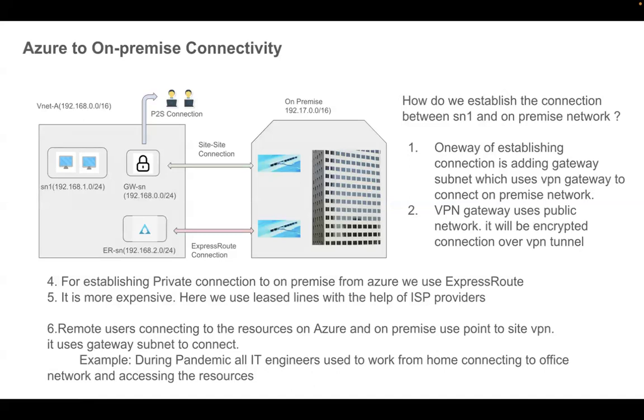They are establishing the VPN connection and trying to connect. This gateway subnet is using the VPN gateway. So this point to site and site to site connection are using the VPN gateway. This is how Azure to on-premise connectivity works.